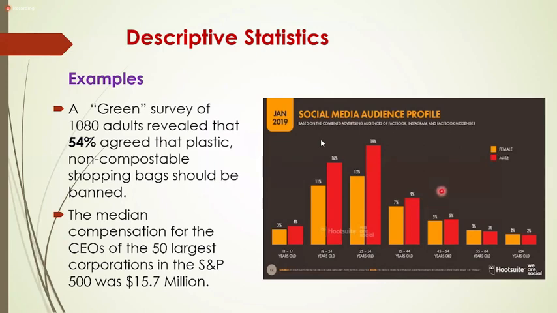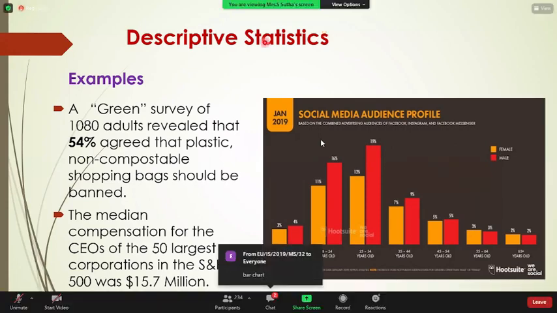Now we come to this example. What is the name of this chart? Here we are using the graphical procedure. What is the type of this chart? It is a bar chart, right?